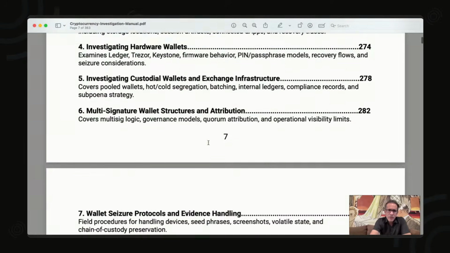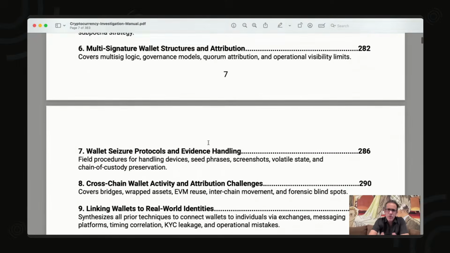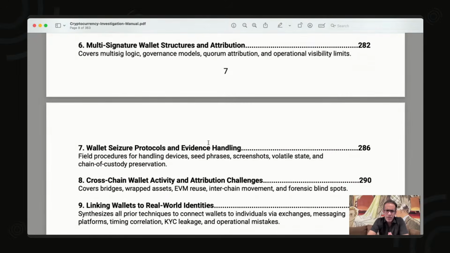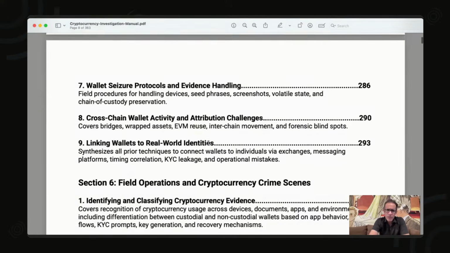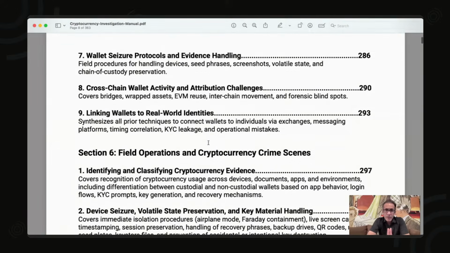Then we look into the multi-signature wallet. So you're usually going to find this where there are larger teams or DAOs which are working. So wallets that they use will usually be multi-sig. So we'll understand how to handle those. Then we look at wallet seizure protocols and evidence handling. So suppose you come across a device or a seed phrase, how are you supposed to seize them? Suppose there is a volatile state. What are you supposed to do in that? What is the chain of custody to be followed?